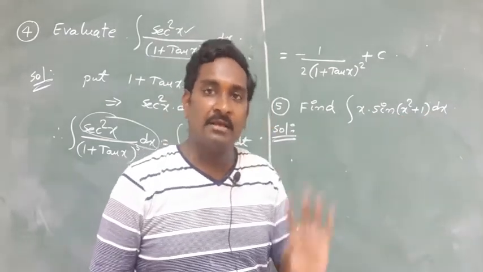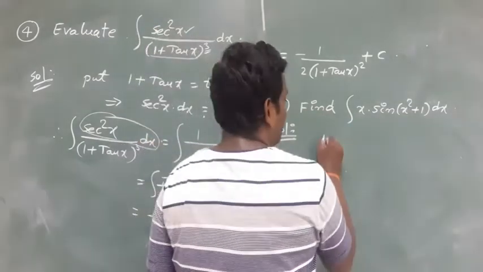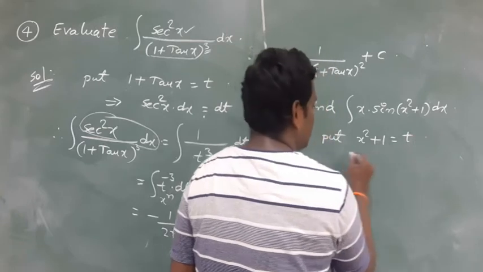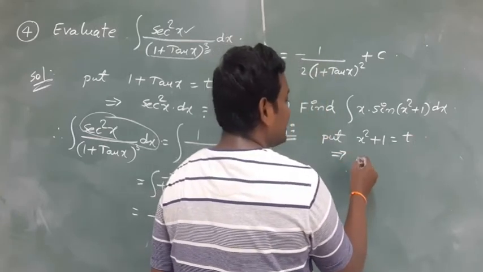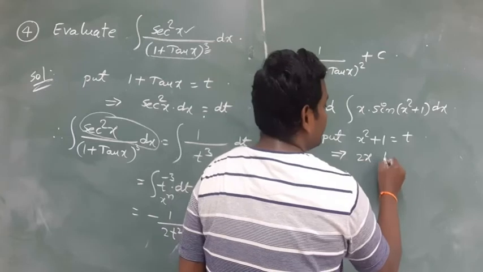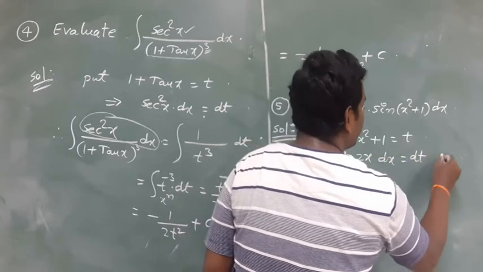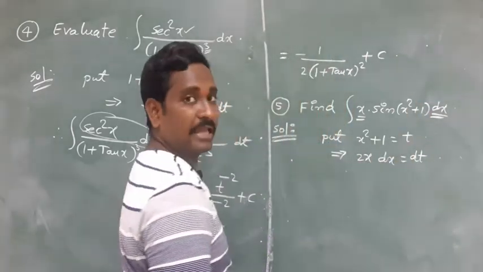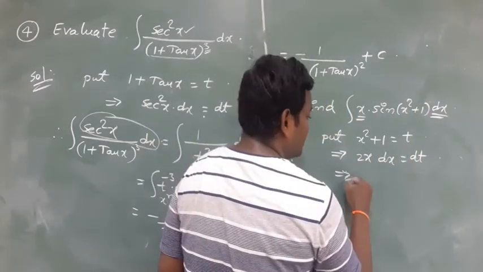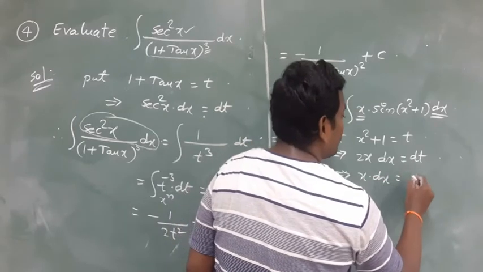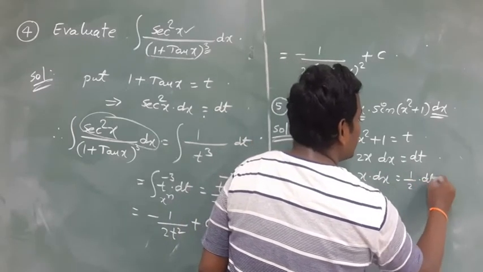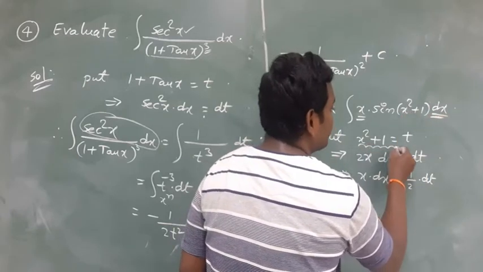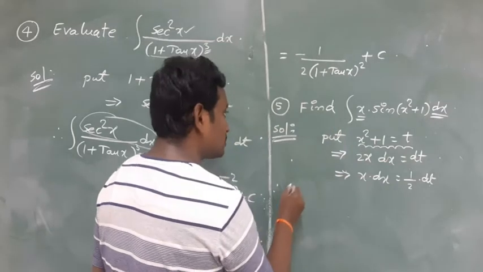Otherwise you can take any letter as you wish. Put x square plus 1 is equal to t. The derivative of x square is 2x, so 2x into dx is equal to dt. But here we have only x into dx. So what is the value of x into dx? 1 by 2 into dt. So replace x dx by 1 by 2 dt and replace x square plus 1 by t in the given problem.